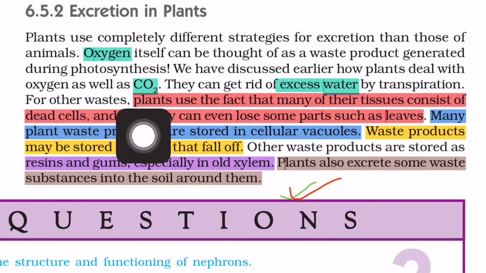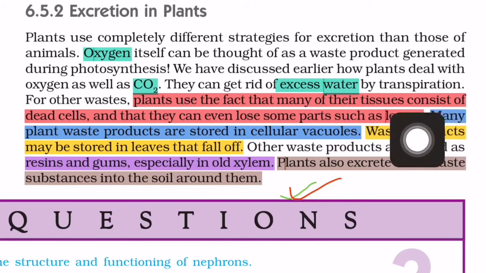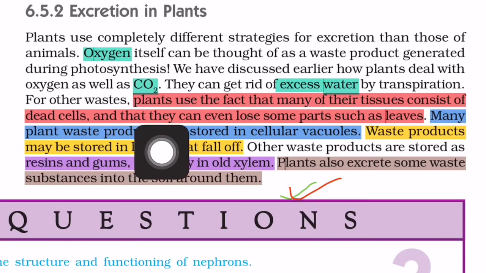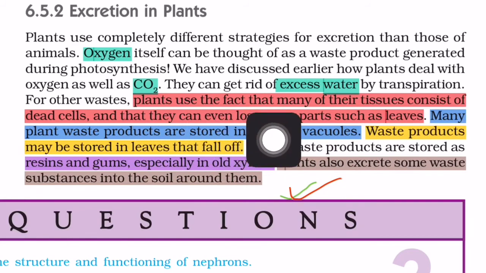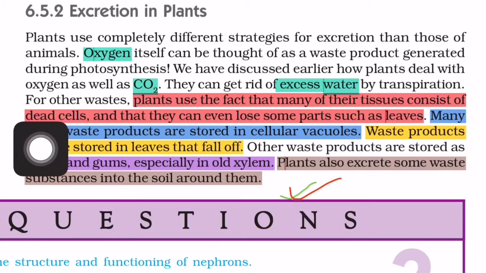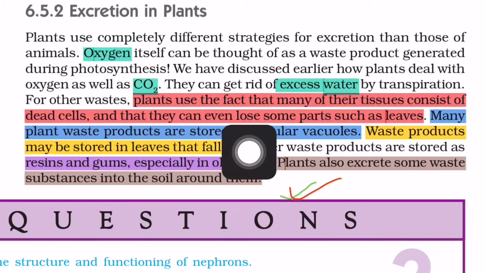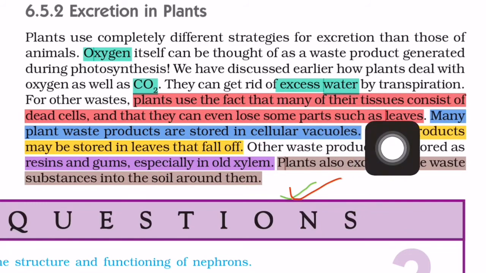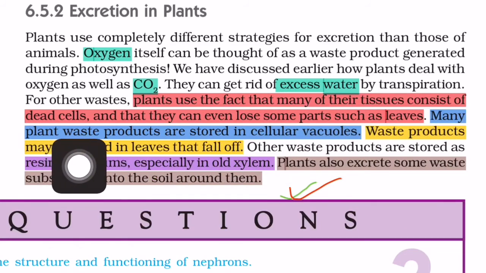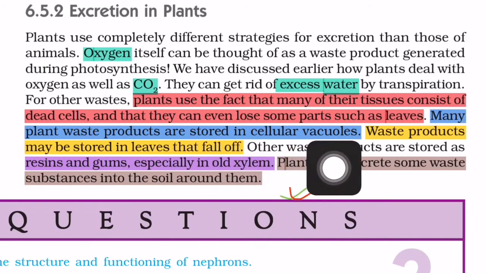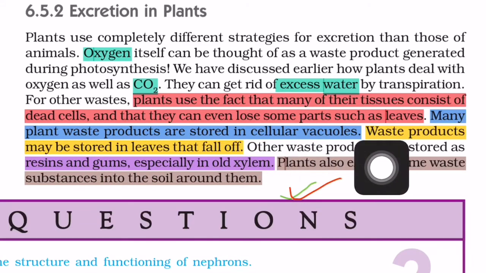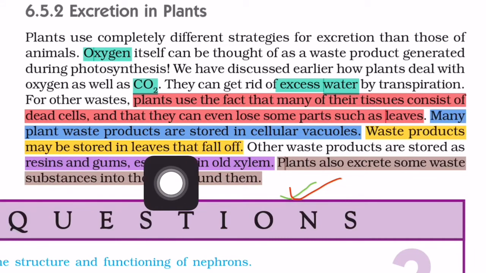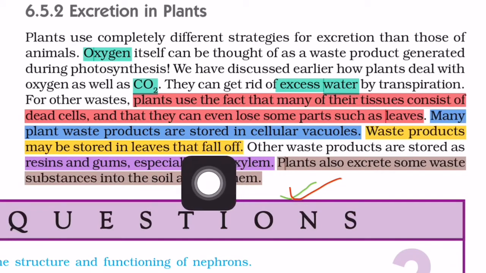In other words, plants use the fact that many of their tissues consist of dead cells, and that they can even lose some parts such as leaves. So plants may have a number of dead cells, which may be removed by the fall of some parts, that is leaves. Many plant waste products are stored in cellular vacuoles. Waste products may also be stored in the leaves, and then the leaves fall off.